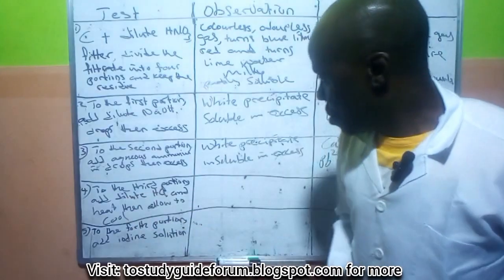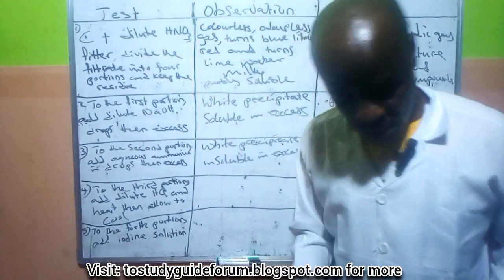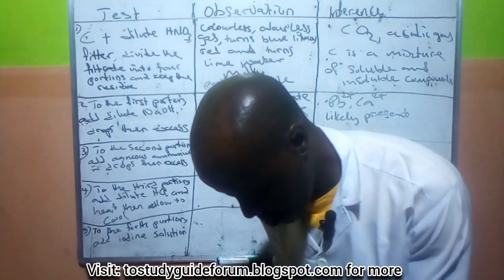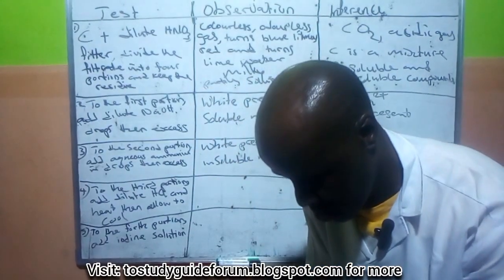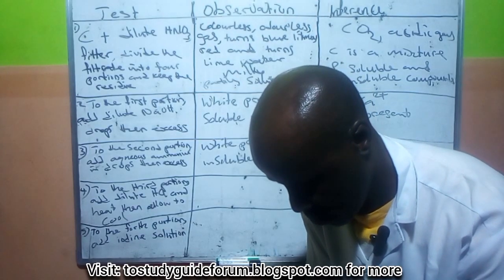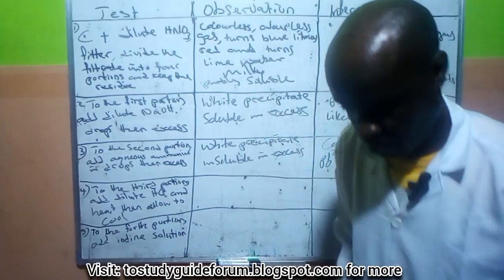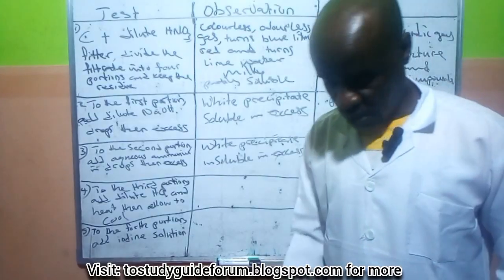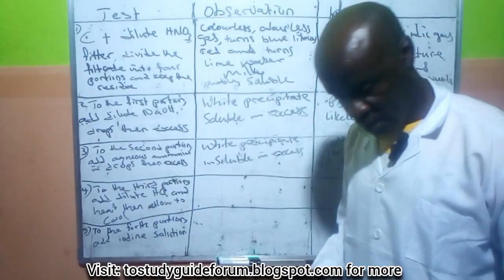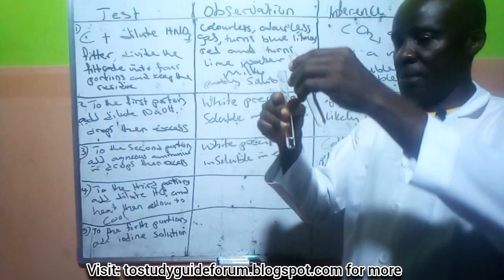So now the next one we're going to do, the third portion: add dilute hydrochloric acid, and then heat gently. So let this be warming up there while we carry out our test. So add dilute hydrochloric acid. I'm adding it now.